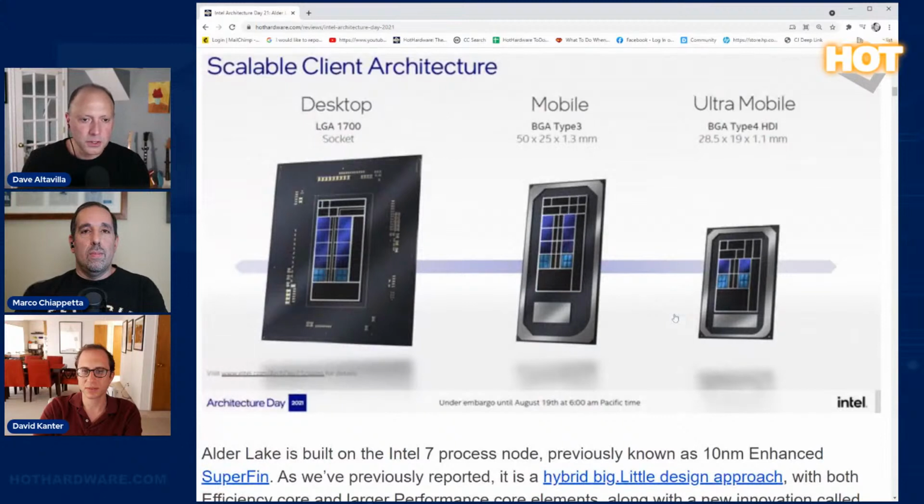Scalable client architecture, as you can see here: desktop, mobile, ultra mobile, from 9 watts to 125 watts. So that's the high level. Integrated graphics on all of it, by the way, Tiger Lake class graphics. So it's Intel Xe graphics versus Arc graphics on board these. And the mobile class graphics probably won't change much in terms of their performance. That's our guess, we haven't seen it. There may be tweaks to clock speed and things like that.